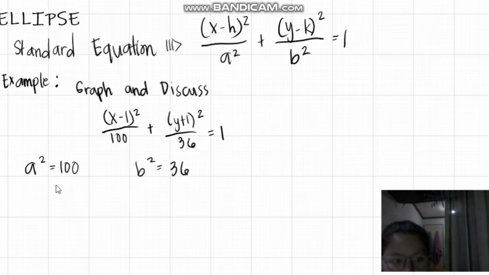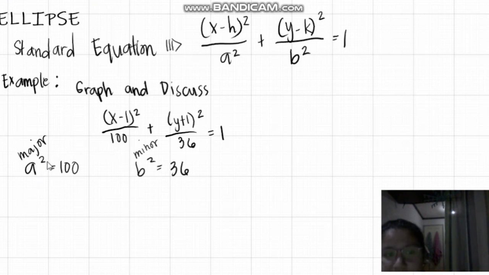So, class, A is not always on the left side and B on the right side. Again, A represents the major, the bigger number, and B is always the minor. Okay? So now, let's get the A and B values.